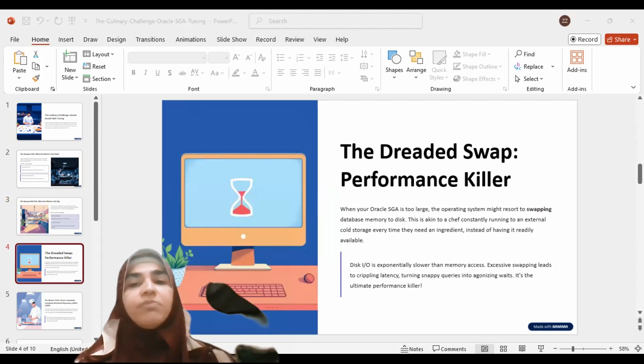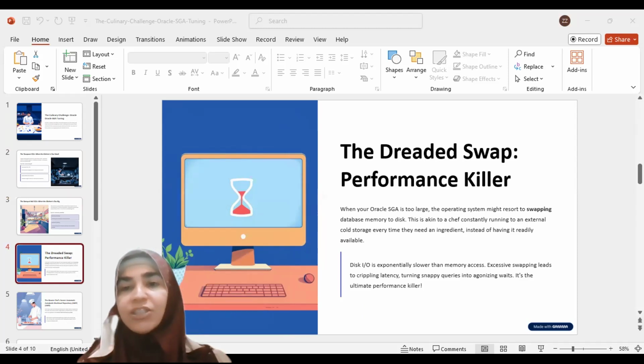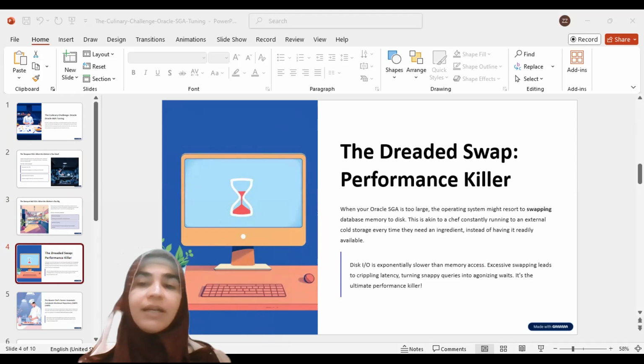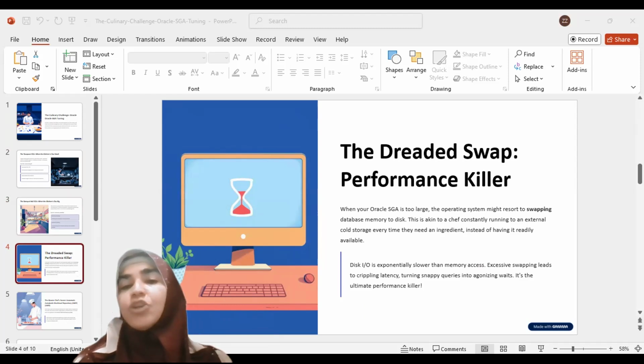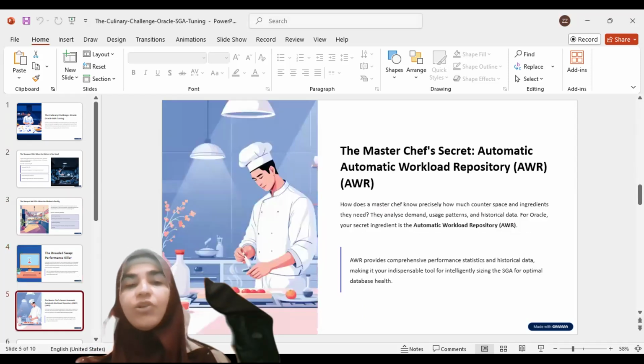Now let's talk about the ultimate performance killer, the swapping. Swapping happens when the operating system starts moving chunks of SGA out to the disk. Think about a chef running out of counter space and having to dash into an external cold storage every time they need salt or vegetables. That's what your database is forced to do. Since disk access is exponentially slower than memory, every query becomes agonizingly slow. Instead of snappy responses, your user experiences frustrating delays. And this is why I call swapping the death zone for Oracle performance. You should never have swapping at all in your environment.